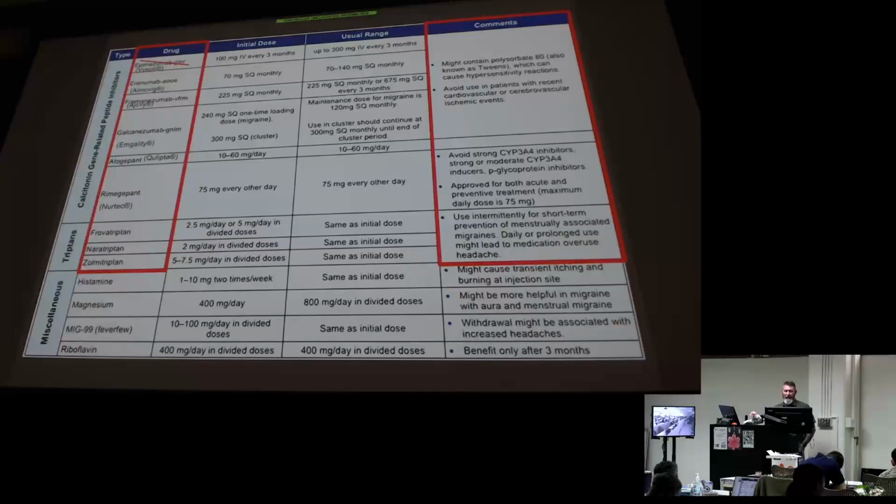And once again, you can pick them out of the lineup, right? Because the monoclonal antibodies end in MAB, monoclonal antibody. And then the GPANTs, like I said, ending in GEPANT. So when you see those two suffixes, you know we're talking CGRP antagonists.